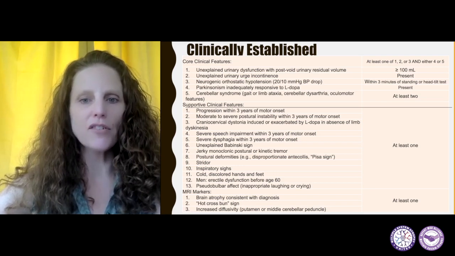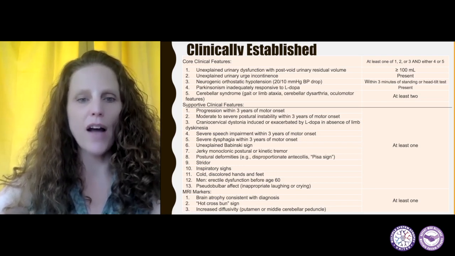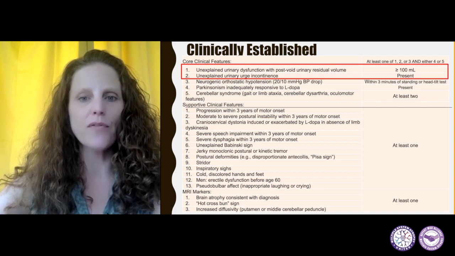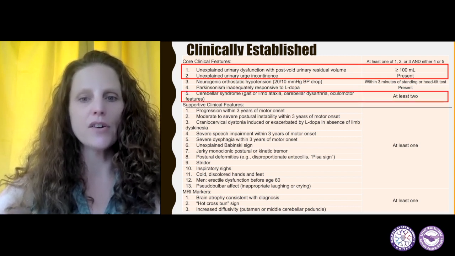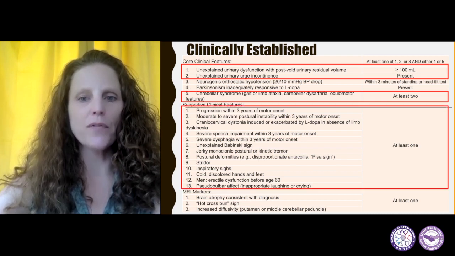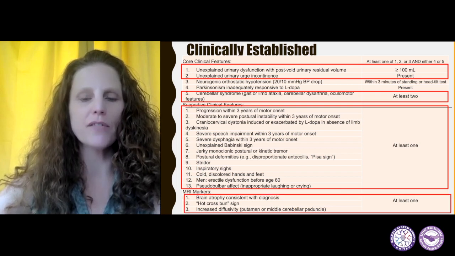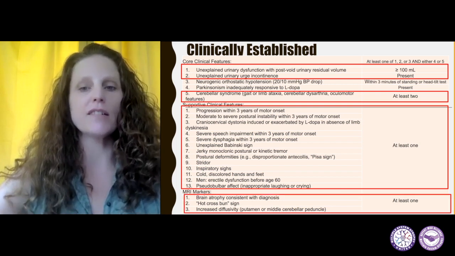Making a clinical diagnosis depends on the presence of 4 factors: at least one of 3 core clinical features, along with either Parkinsonism or cerebellar signs, at least one of 13 supportive clinical features, and at least one of 3 markers identified by MRI studies.